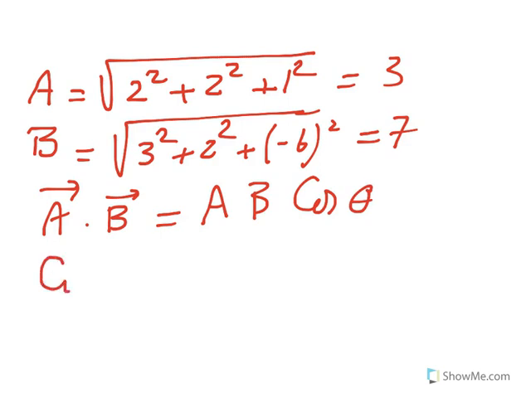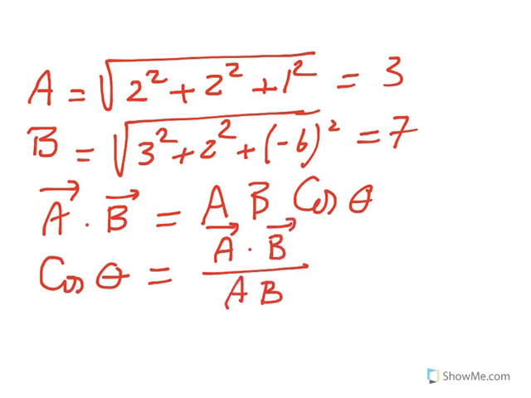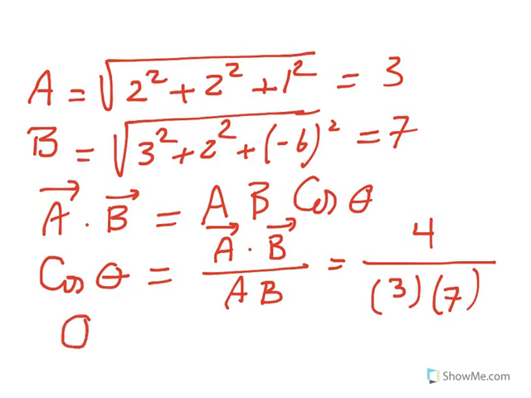Remember, A dot B was A times B times the cosine of the angle. So if I want to find the angle between the two vectors, I say cosine theta is A dot B divided by A times B. Remember, A dot B from the previous page was equal to 4, and A times B is 3 times 7. So we have to find the inverse cosine of 4 over 21. If we do that, we get 79 degrees roughly. So the angle between vector A and B is about 79 degrees.